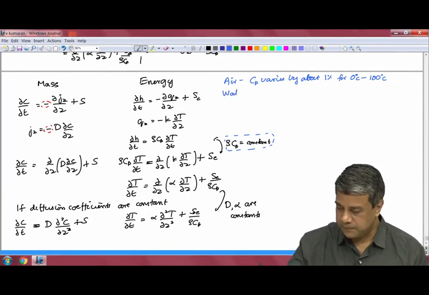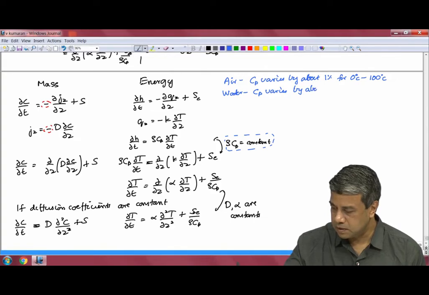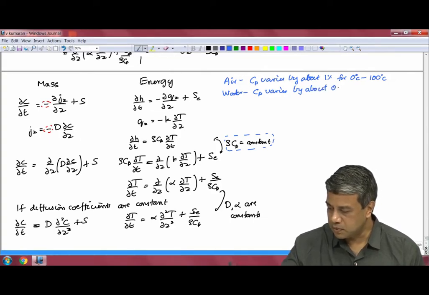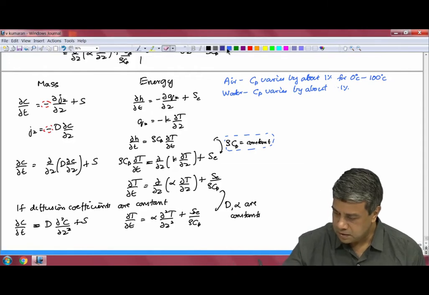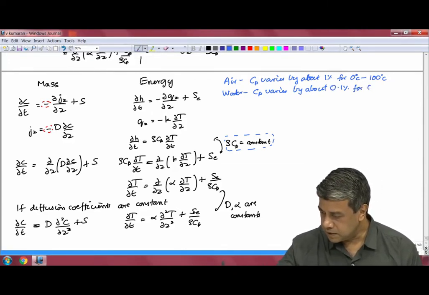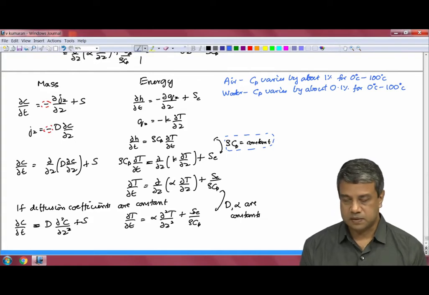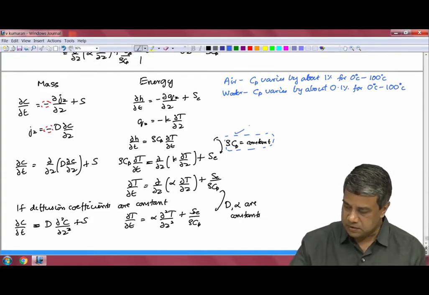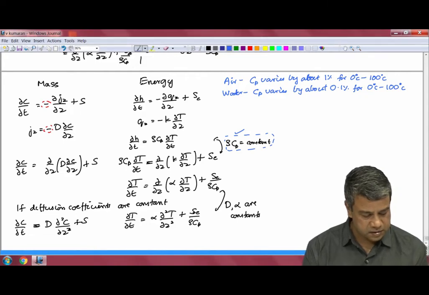Similarly, in water, Cp varies by about 0.1%. It is 1/10 of the variation in air, for 0 degrees centigrade to 100 degrees centigrade. So the variation in specific heat in practical applications is actually quite small. So this approximation is actually a good one. You can assume that the density and specific heats are constants.